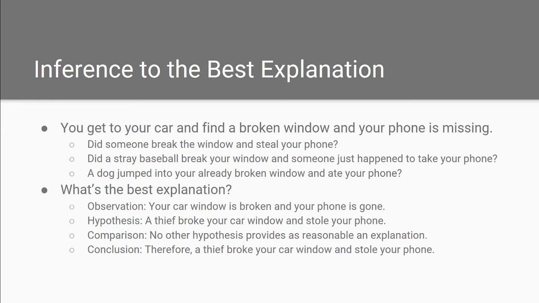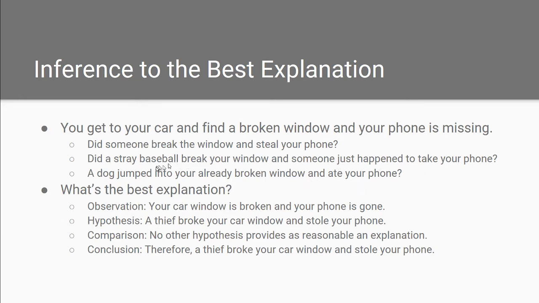And let's get into inference to the best explanation by looking at this scenario. Let's say you get to your car and you find a broken window and the phone that you left in your car is missing. Okay, so you get to your car, the window's broken out, your phone is missing. The immediate inference you would probably make is that someone broke the window of your car and stole your phone. Well, what makes this a reasonable inference? What makes it reasonable is that this explanation explains all of the relevant facts, right? Here we have a broken window and a missing phone, and it does so better than any other competing explanation.